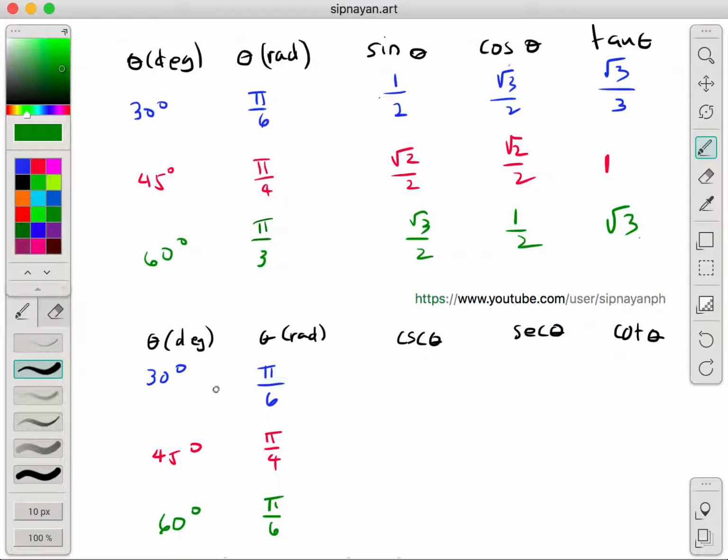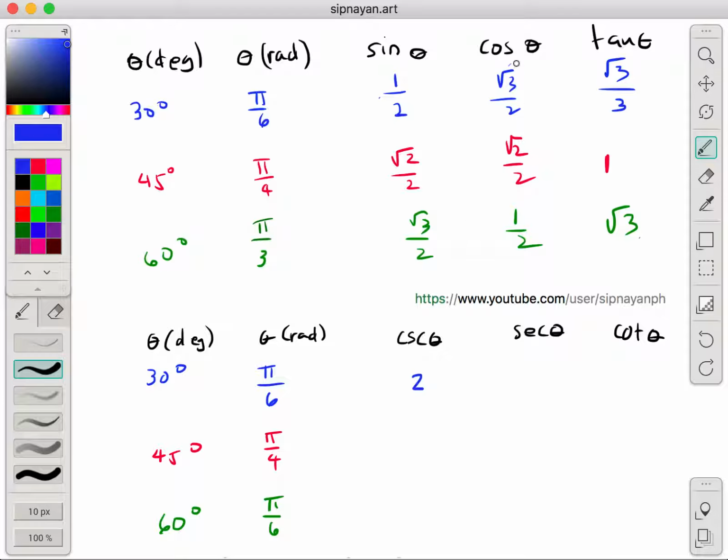So, let's start with sin theta of 30 degrees. Here it is 1/2. What we will do is flip it. 1/2 is 2 over 1 when flipped, and 2 over 1 is the same as 2. So, this is 2.